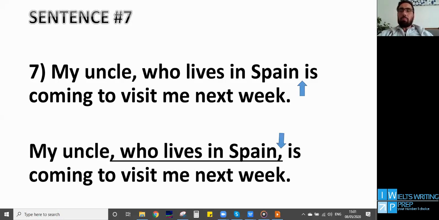Okay. Now, remember, guys, what I told you. A clause is a subject and a verb. And we said an independent clause is a clause that is complete in meaning and it doesn't need anything from anyone. So here the independent clause is, my uncle is coming to visit me next week. And the dependent clause is, who lives in Spain? By itself it doesn't have a complete meaning. It needs the independent clause to complete it. Okay, thank you for everyone who got that one right.